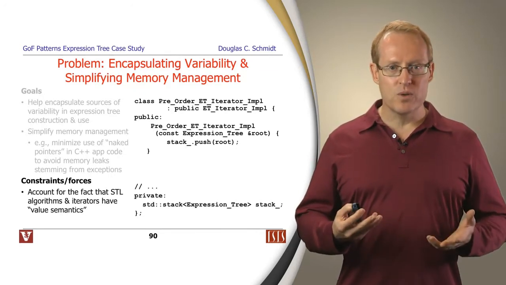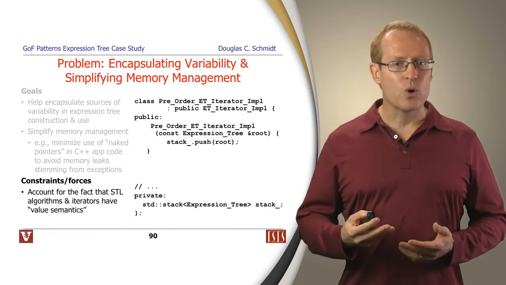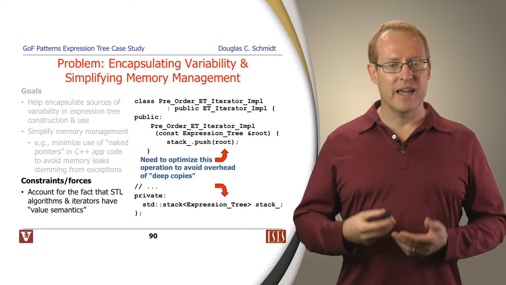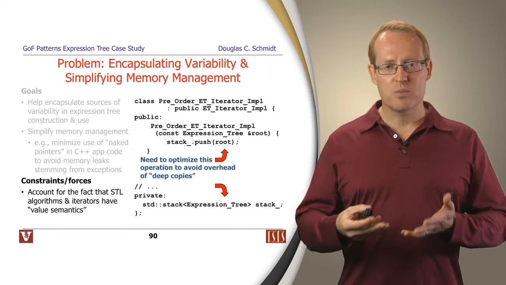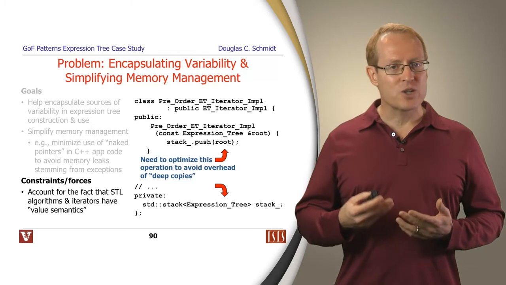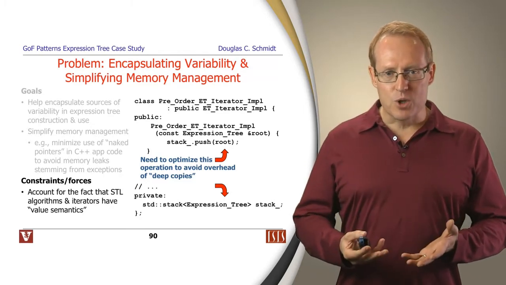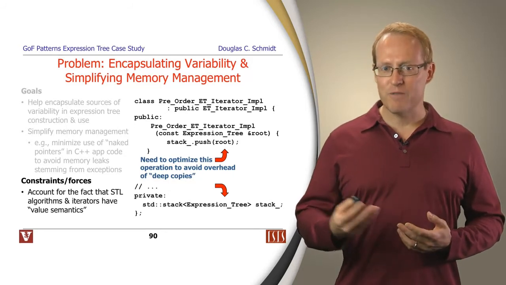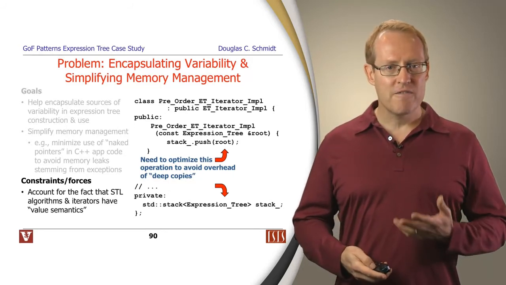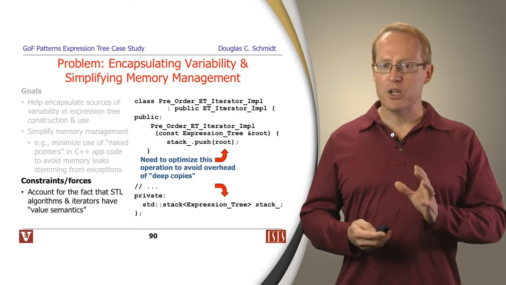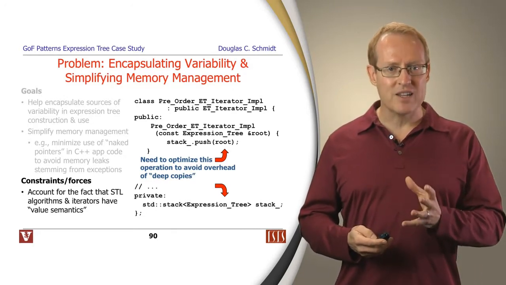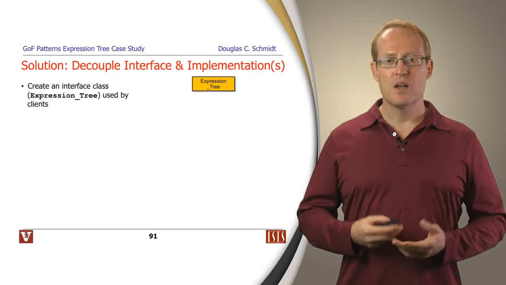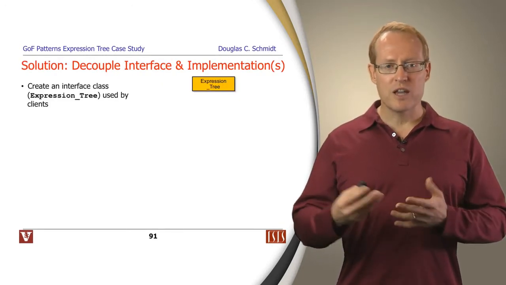As you can see, the way you do this is typically to have a stack. And we're going to use a stack of expression tree objects. And when you push the particular expression tree onto the stack, we want to make sure that we are very conserving in the overhead of doing deep copies. In fact, we're going to rely on reference counting in order to make this operation much faster and easier to work with. But we have to make sure that we maintain the value semantics of STL that's expected by the algorithms and containers in STL. So the solution here is multifold.